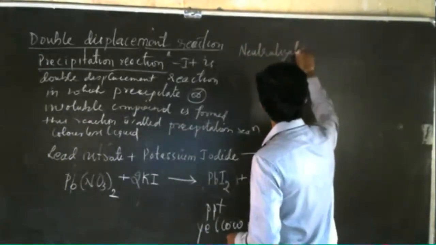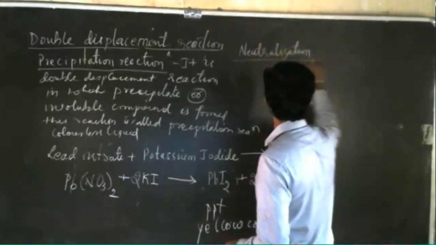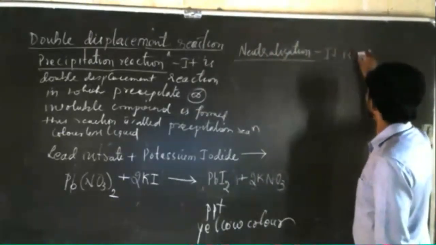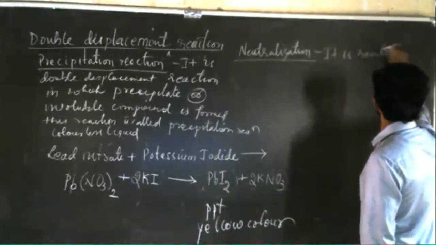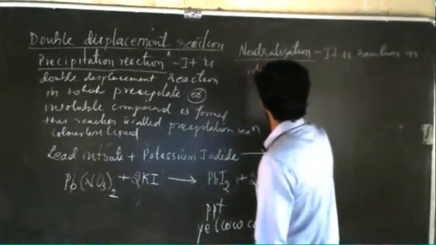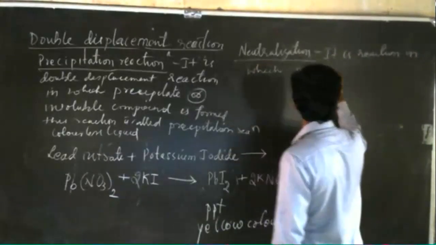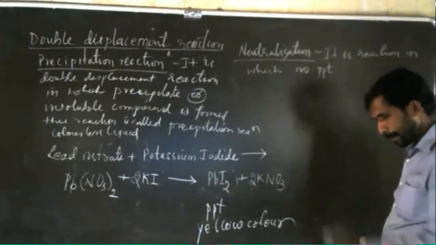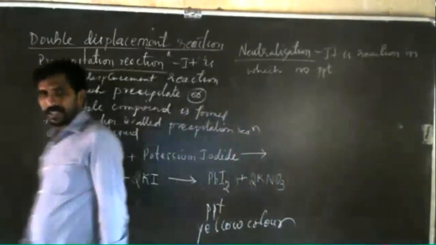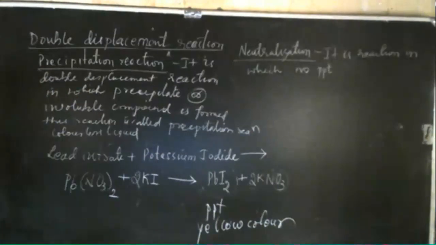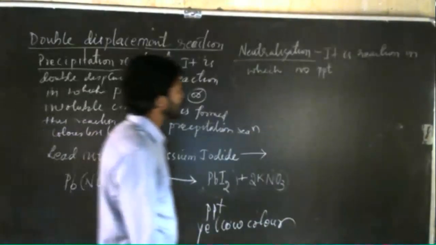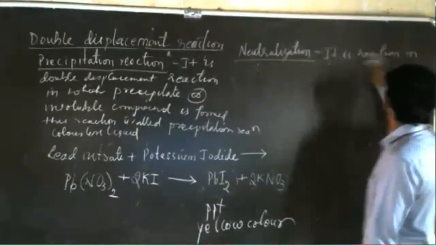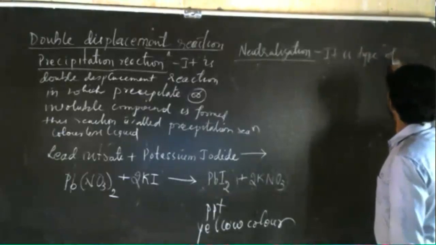In double displacement reaction, there is one more reaction which is called neutralization reaction. Neutralization reaction is a reaction in which acid and base react. It is a reaction in which no PPT, no precipitation, is formed. PPT formation doesn't happen here.